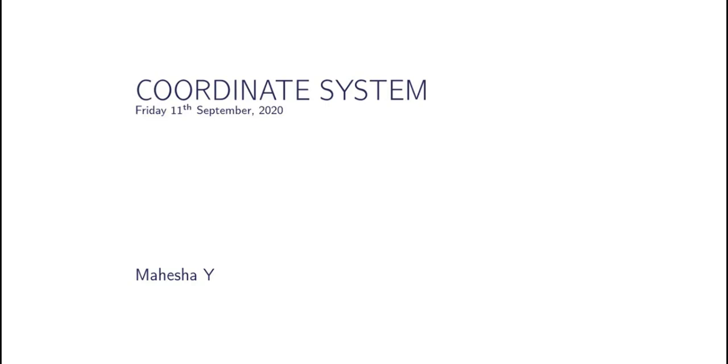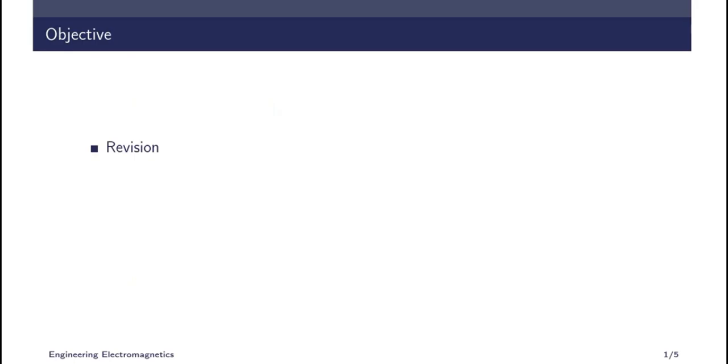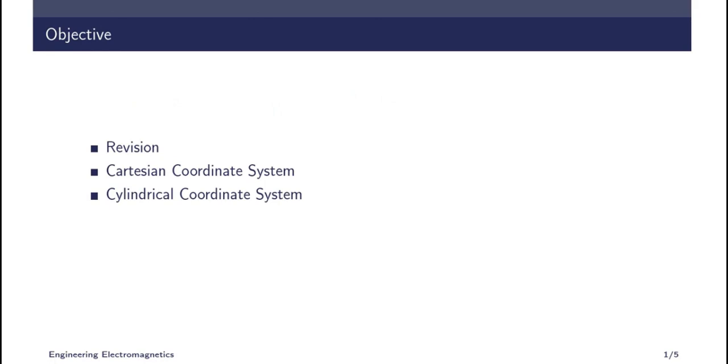In today's class we will be discussing different coordinate systems, which is very important as we study electromagnetic waves. So our objective is to, as usual, revise what we have learned in the previous class. Also we will see how the Cartesian coordinate system, cylindrical coordinate system and the spherical coordinate system are different from each other.